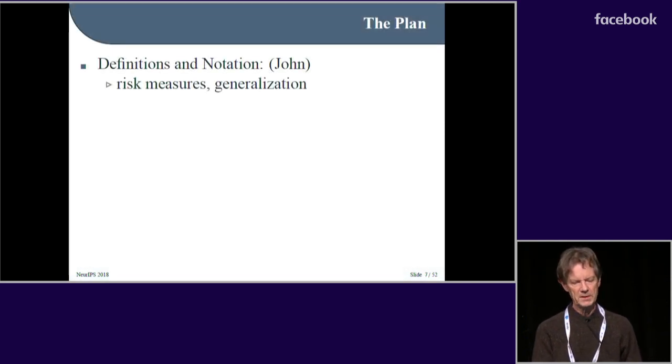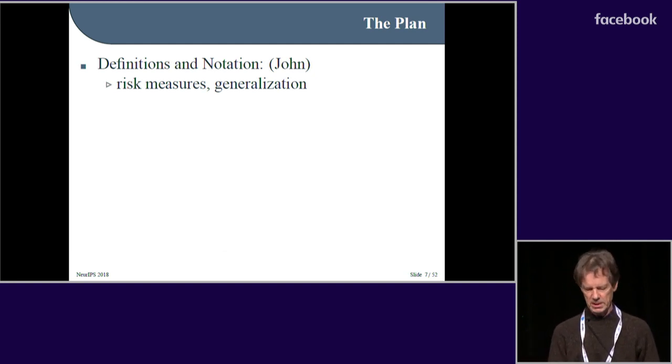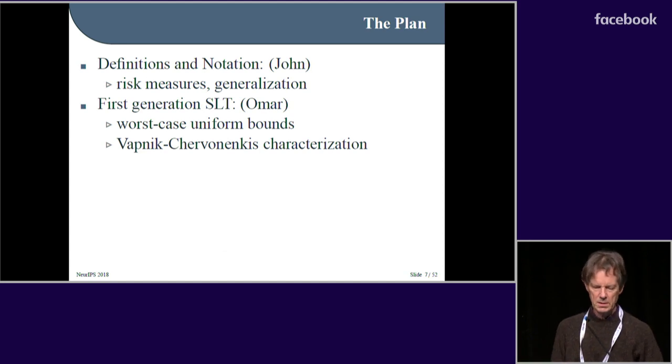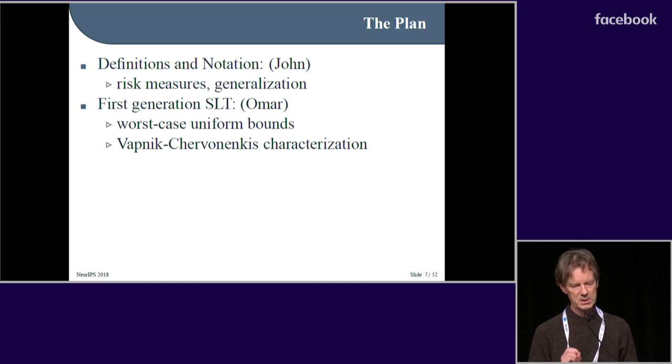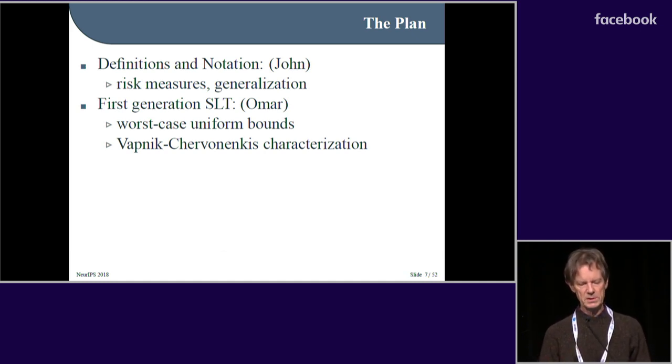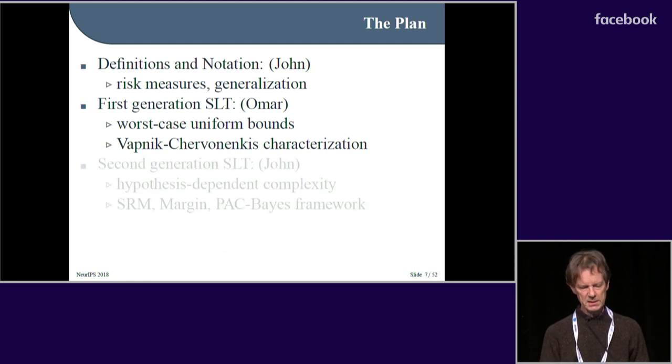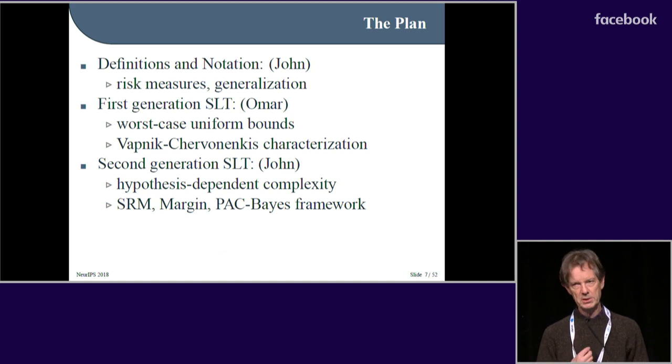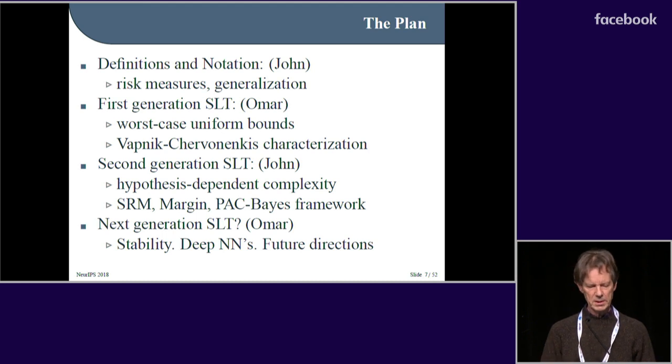I'll be giving some definitions and notation, risk measures and generalizations, some of the definitions that are required. I'll then be handing over to Omar to give an introduction to what we're calling first generation statistical learning theory. So it's worst case uniform bounds and the Vapnik-Chervonenkis characterization of learnability. This is a historical context that will then set the scene for the second generation statistical learning theory, which I'll be presenting, which is where we arrive at so-called hypothesis-dependent complexity and structural risk minimization, margin bounds, and the PAC-Bayes framework. And then finally, Omar will give some ideas about next generation statistical learning theory, looking at stability, deep neural networks, and future directions. So that's the overview of what we plan to cover in this tutorial.